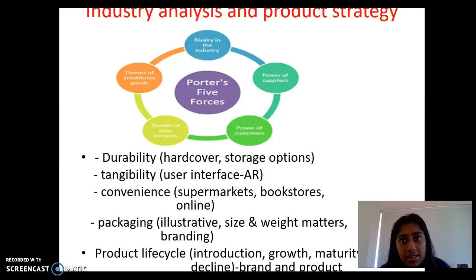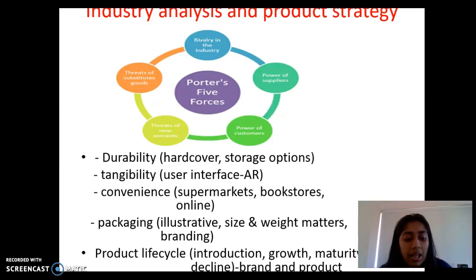As mentioned earlier, it has an augmented reality interface, and it is really nice to have such sensorial, visual, and audio stimulation. Convenience: the book is conveniently available in supermarkets, bookstores, and online. Packaging: the packaging should be illustrative, and branding matters.